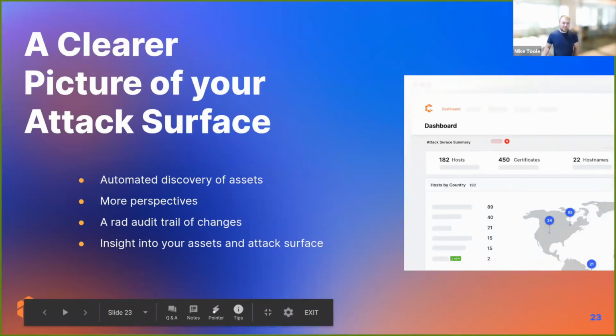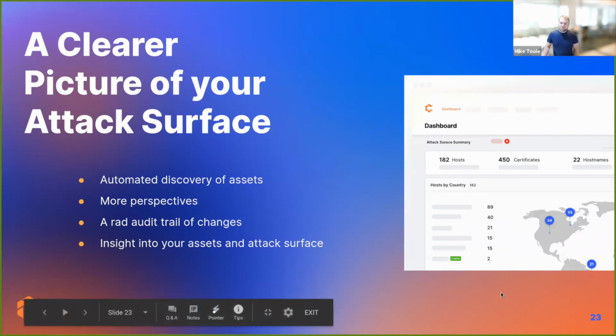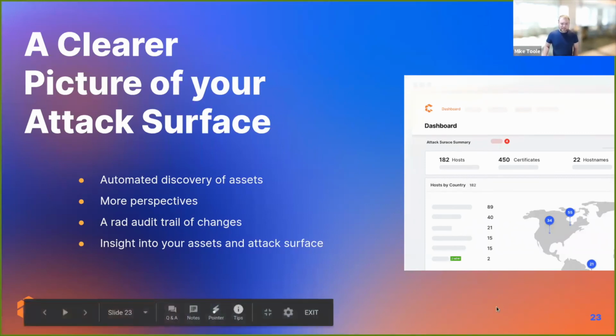So really what you get is a clearer picture of your attack surface, right? So we're doing the automated discovery of your assets. It's a really powerful thing to all of a sudden get an alert and see a host that came up online and it was misconfigured, right? So that's not something you would normally see unless you're looking for it. So you can do one of two things. You could wait for that next vulnerability scan, or you can build a scanner yourself and probably do an okay job, but maybe you're not going to catch everything, right?